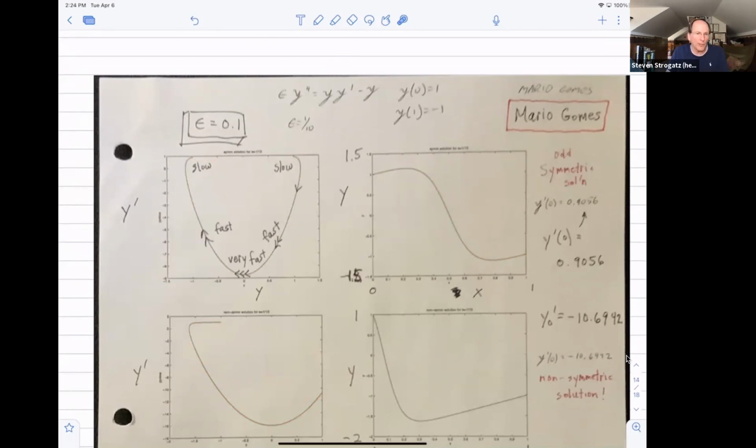Why couldn't that work? Well, it can. And so Mario Gomes computed that. He showed that the initial slope has to be this number, negative 10.69. He's assuming an epsilon of 1/10. So he computed a layer that works. And it's not symmetric.